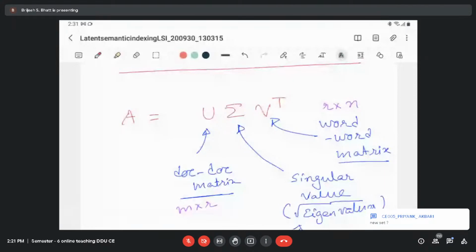What is your answer for this? PL says new. Yes, PL. So it will be a completely new set of dimensions. It won't be a subset. We are not removing some dimensions, but we are projecting the entire data set on a new set of axes and then we remove some axes. So we will come up with a new set of dimensions.